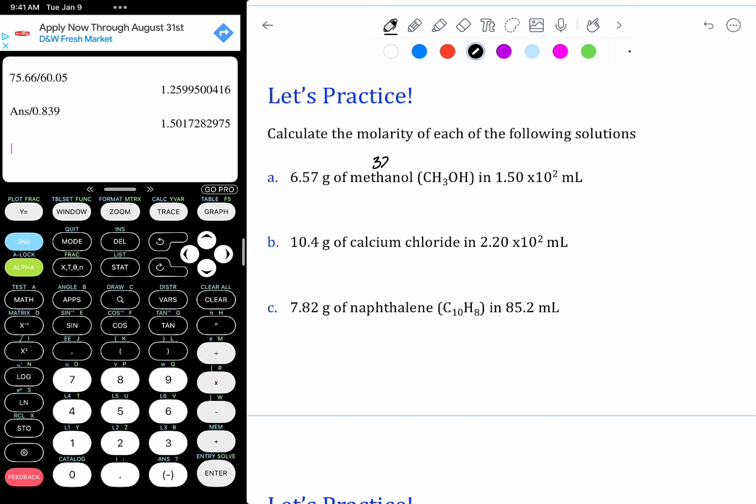So methanol is 32.04 grams per mole. Calcium chloride is 110.98 grams per mole. And naphthalene is 128.17 grams per mole. So those are their molar masses, so you can convert grams to moles and then use that to calculate your molarity. Remember, we have to convert milliliters to liters, and that in 1 liter, there's 1,000 milliliters. So use these conversions and pause your video and solve these 3 problems.